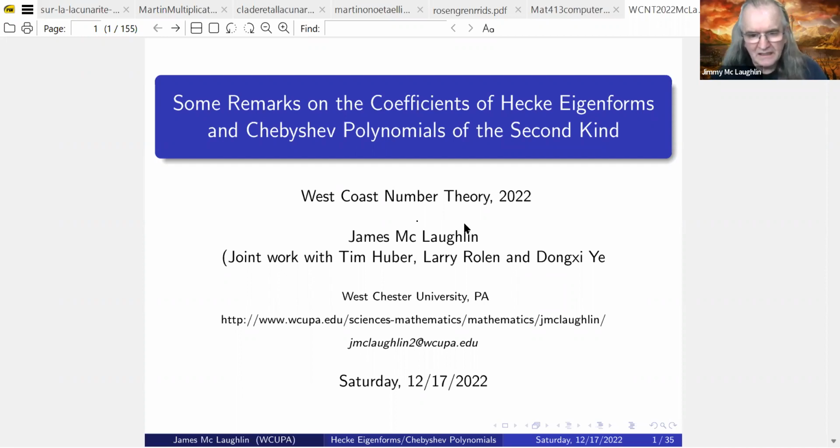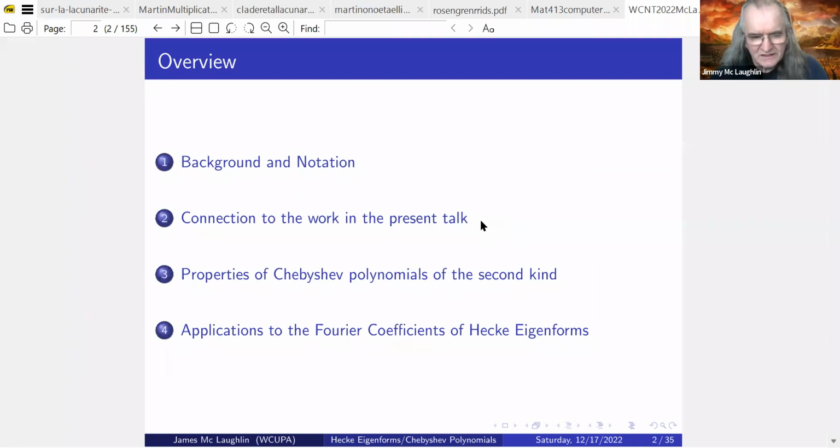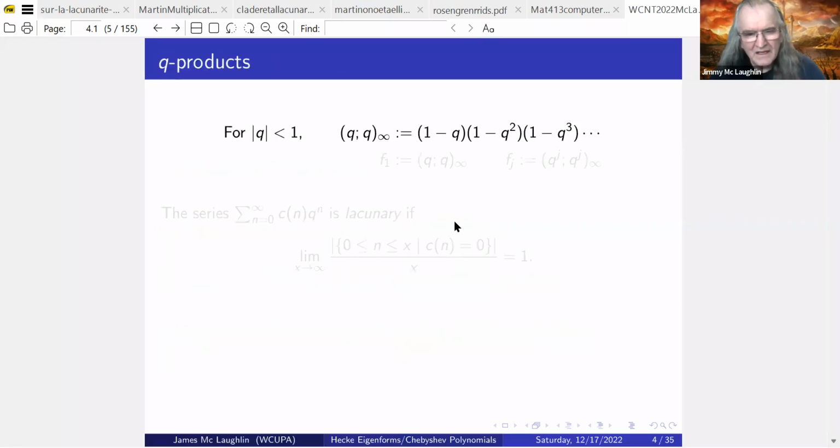All right, so here's just a brief overview of the course of this talk. I'm going to say a little bit about background and notation. In the background, I'm going to talk a little bit about work that led to what's in this talk. It's sort of connected. And then, since it's a lot about Chebyshev polynomials of the second kind, I'm going to review their properties. And then I'll see what implications they have for the coefficients of Hecke eigenforms. So a little bit of notation first. I'm not sure how much people know of this stuff, so I'm going to go through it.